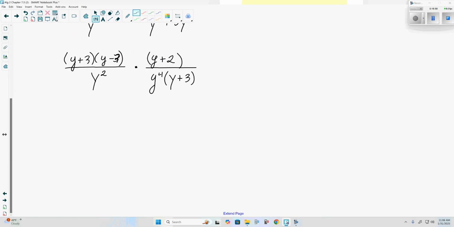And we multiply these together. So the y plus 3 and y plus 3 will cancel. On top, we're left with y minus 3 times y plus 2. What are we left with on bottom? Which would be y to the 6th. Since they are like terms being multiplied, we add the exponents, giving us y to the 6th. So this is the first one where we had the same variable outside being multiplied.